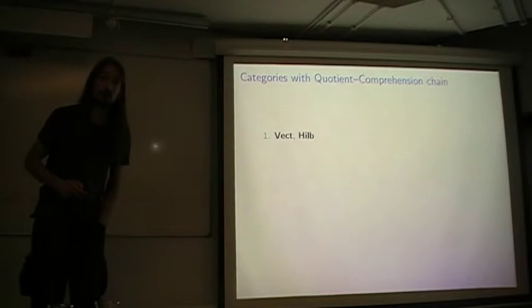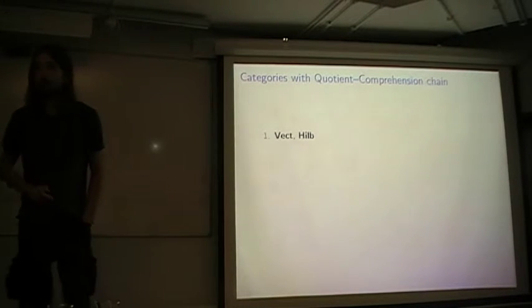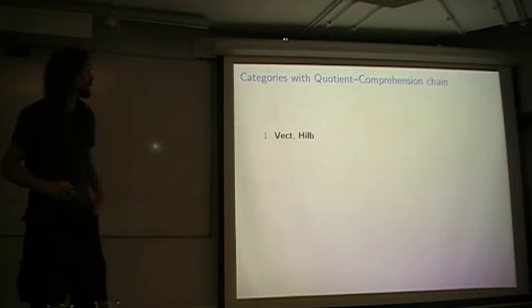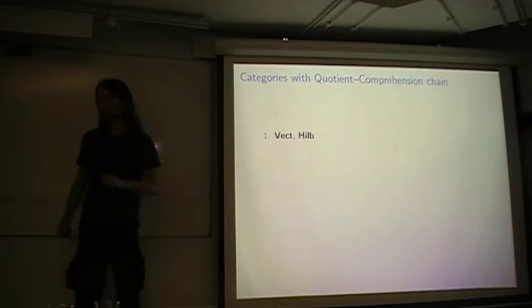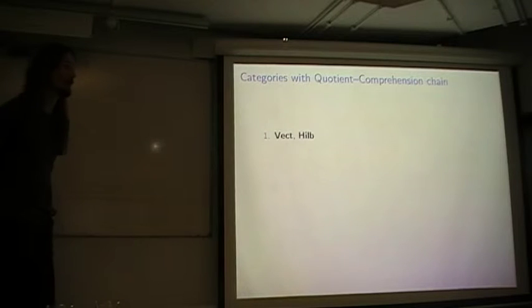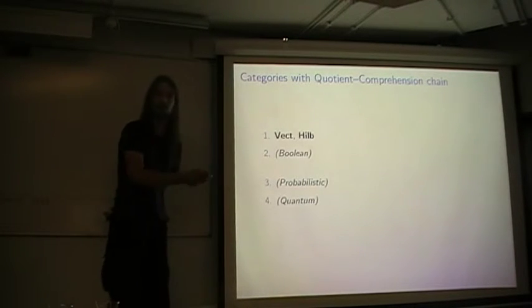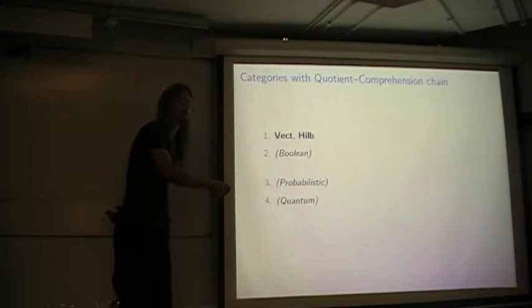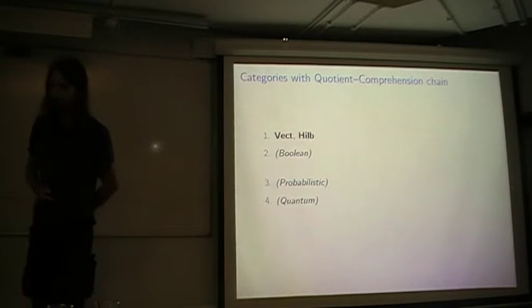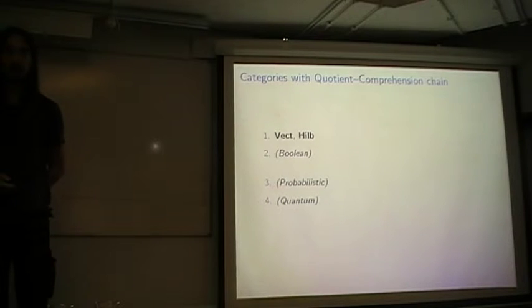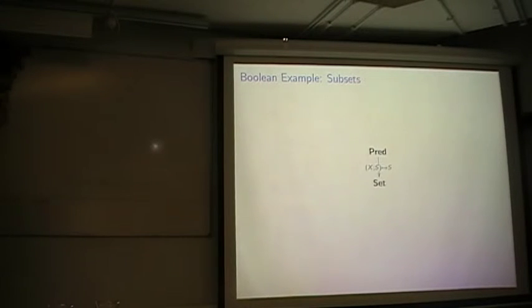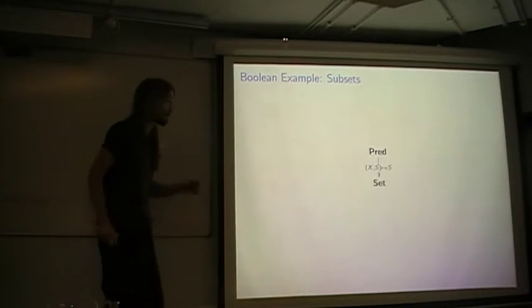So we've already seen, in this talk I will give you many examples of quotient-comprehension chains, and I've already shown you vector spaces and Hilbert spaces. I will also show you Boolean examples, probabilistic examples, and finally a quantum example where you will get this square root a b square root a. So let's start with the Boolean example, namely the category of sets.